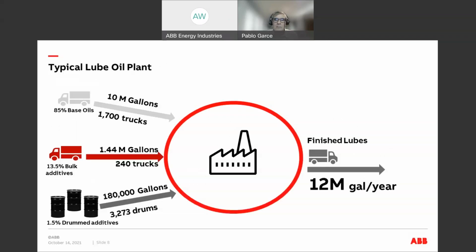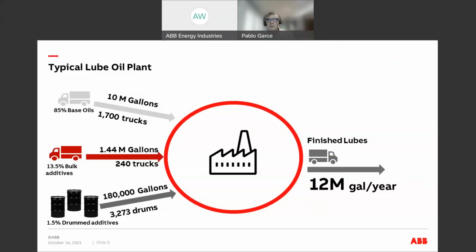If we have a 12 million gallon a year lubricating oil blending plant facility, usually 85 to 87 percent, and sometimes depending on the formulation, of that 12 million gallons is base oils, which represents about 10 million gallons, which represents about 1,700 truckloads of product coming into the facility.